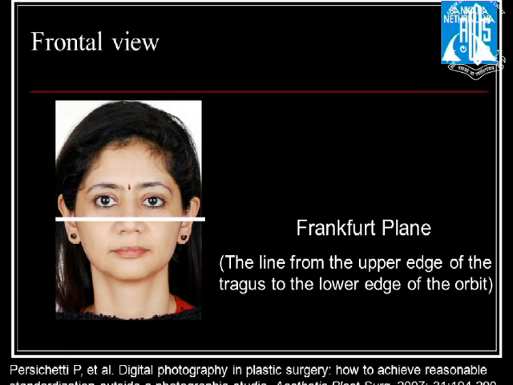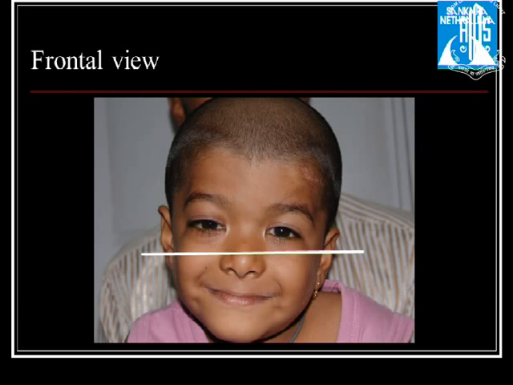The most common view in ophthalmology is the frontal view, which is taken from the top of the head up to the jugular notch, and the head is straight. How do you know it is straight? You see an imaginary line from the upper edge of the tragus to the lower edge of the orbit, which is called the Frankfurt plane, and which should be straight. See, the Frankfurt line is not straight.